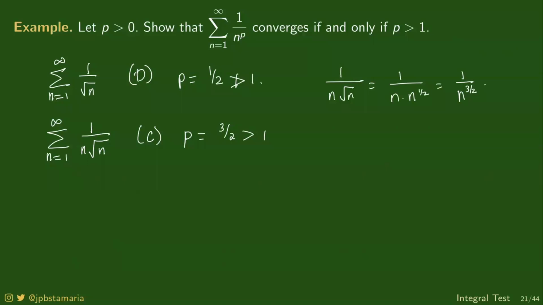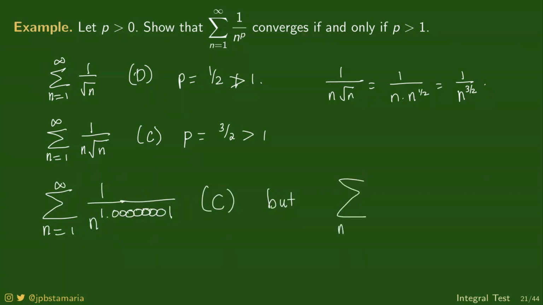Ang maganda dito, imagine niyo, halimbawa, I have something like 1 over n raised to 1.000000001, kahit na gaano kadami yung 0. Ito'y convergent. Pero, kapag yan ay saktong 1, of course, that's divergent because that's the harmonic series. Imagine niyo, konting lagpas lang doon sa exponent, kahit na gaano kaliit, it's already convergent. Pero pag 1 talaga, divergent talaga yan.